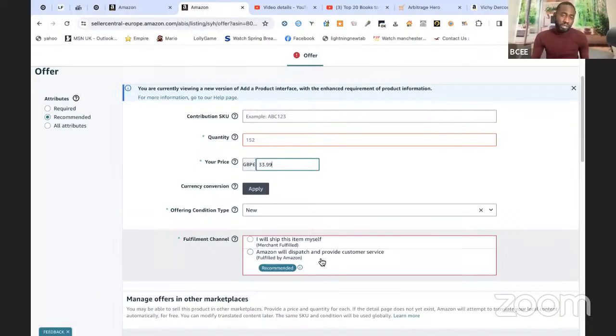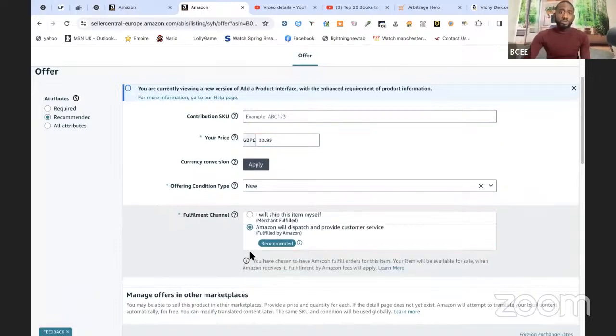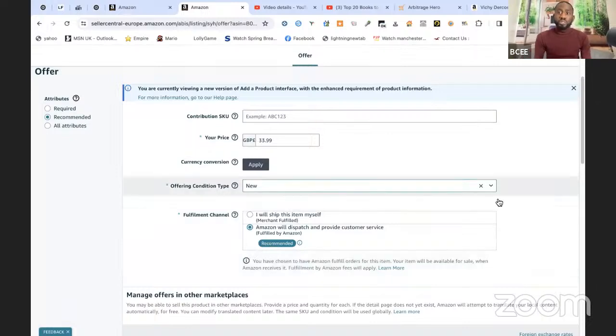So when the product gets to Amazon warehouse, Amazon will be the one to dispatch the product and will be the one to take care of customer service. So if there's any message from a customer, Amazon will be the one to handle it. So you click Amazon will dispatch and provide customer service. And this is what we always encourage anyway. We always encourage fulfilled by Amazon.